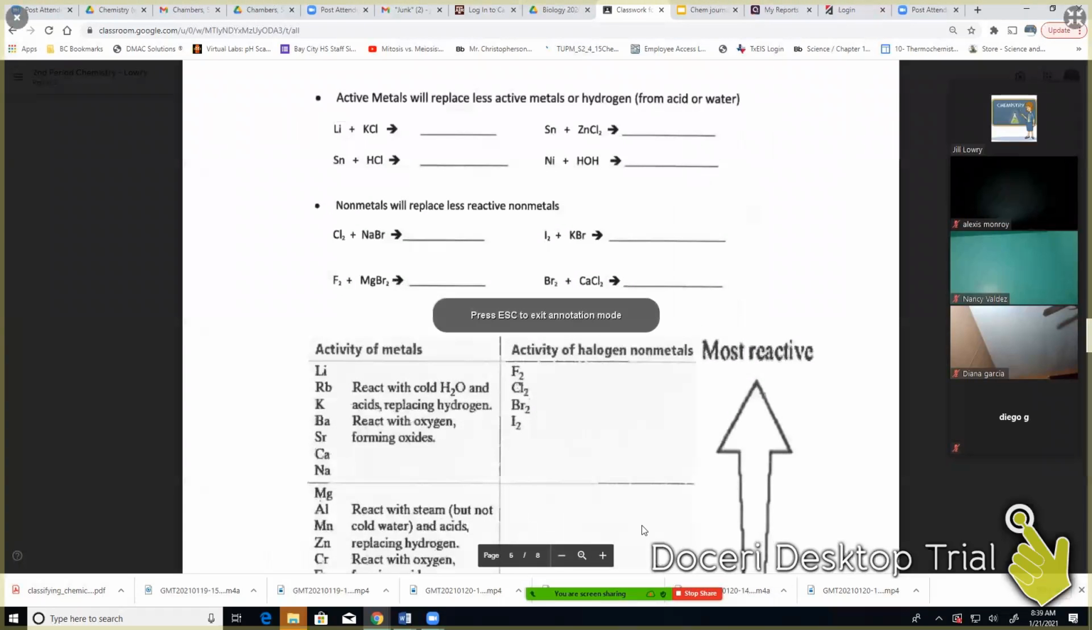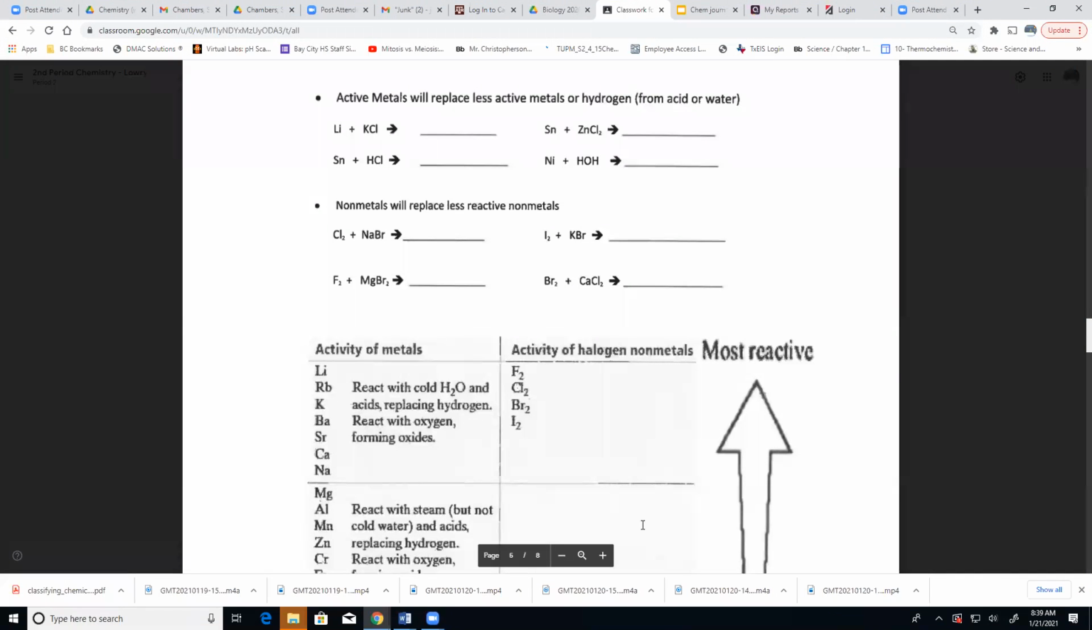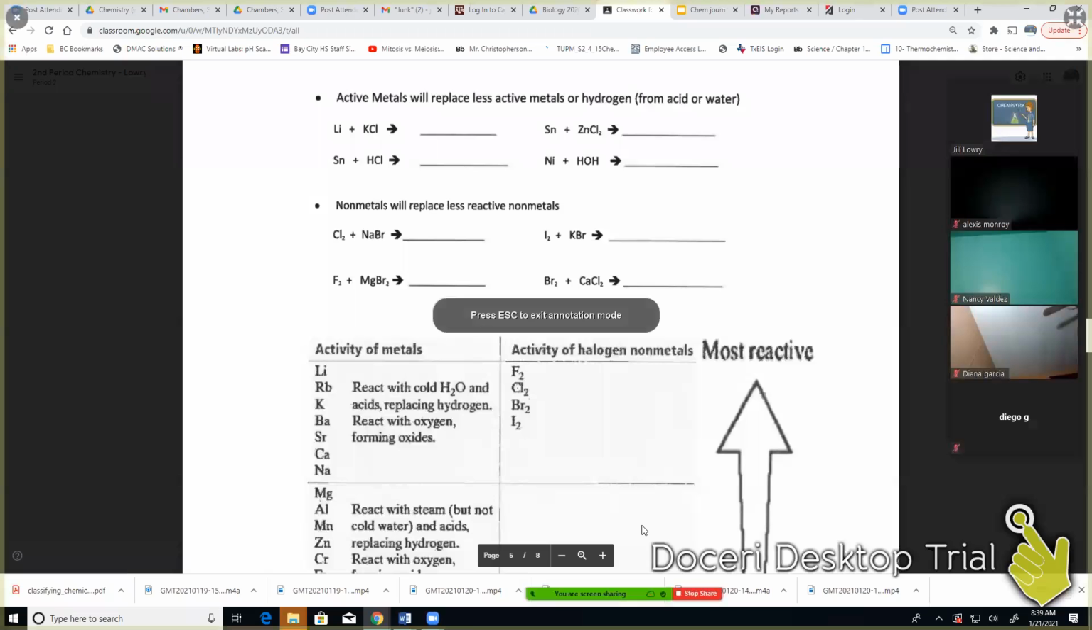All right, if I look at my first example here, I have lithium all by itself. Is lithium a metal or a non-metal? It's a metal. If you look over here, it's actually the very first one listed there. So in the potassium chloride, the KCl, is it trying to replace the K or the Cl?